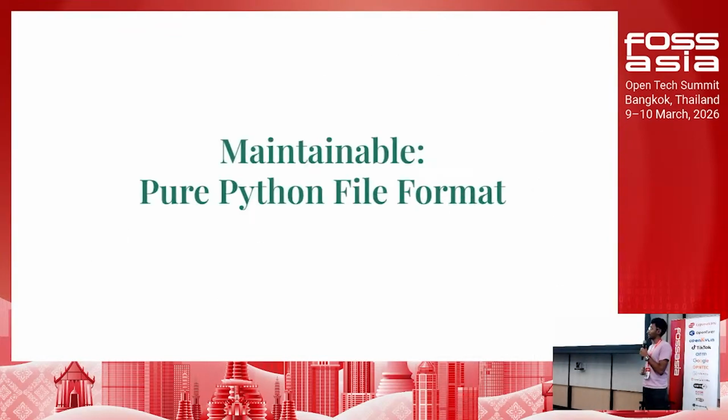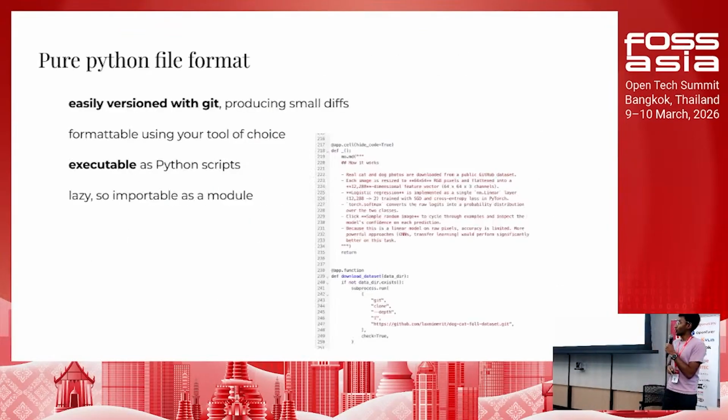It's also a pure Python file format, so you don't need to create a custom file format. You can apply Ruff and other linting tools that are familiar to Python users. It will look something like this. So the first one is a markdown cell. So you can easily use it with Git, and you can execute it as a Python script, like python run notebook.